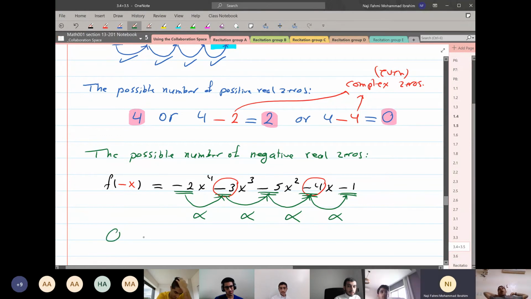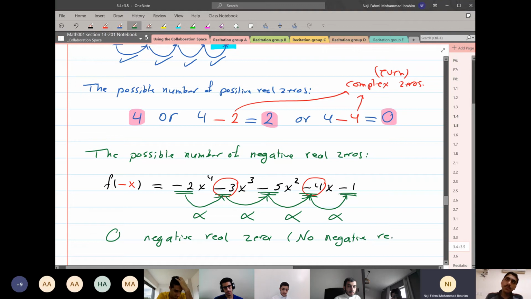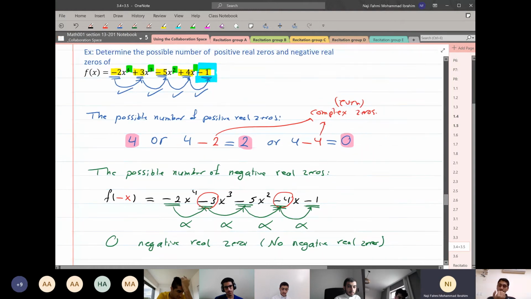We have 0 negative real zeros. This means we have no negative real zeros. Why? Because there's no change in the signs. Any questions on these two?